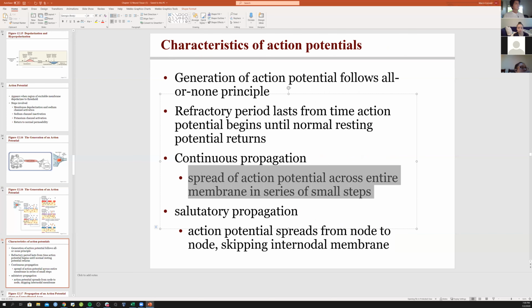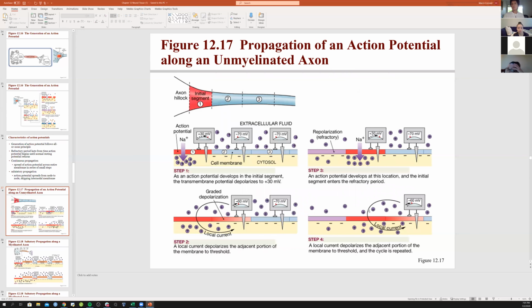Saltatory propagation is a characteristic of an action potential. It basically jumps. We talked about oligodendrocytes and Schwann cells myelinating axons. They leave empty spaces in between them. These are called nodes of Ranvier. And these nodes of Ranvier are rich in sodium and potassium voltage-gated channels. That means that you only need to activate these nodes of Ranvier.